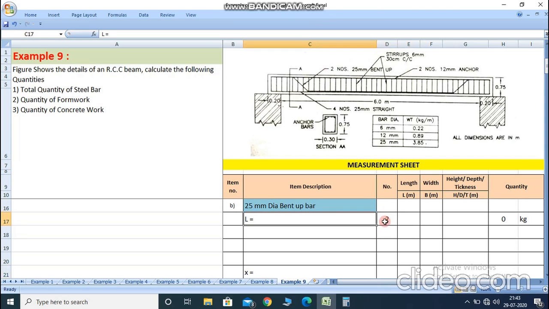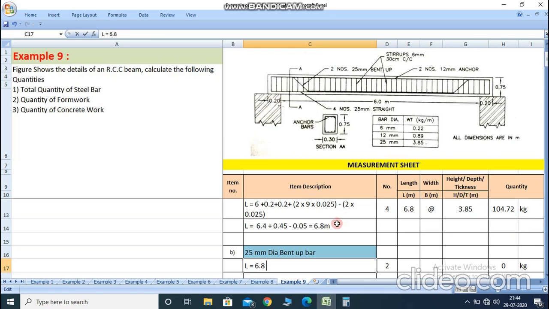Then after, in a bent up bar we first find out the total length of the bar. For finding out the length of the bar, here we already calculated the length of the bar is 6.8 m in the above step. See this one, 6.8. But here bent up bar is provided.